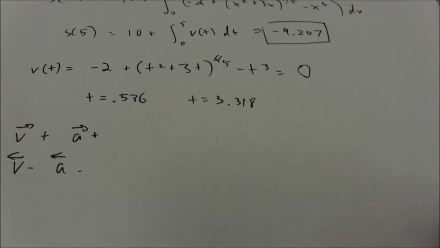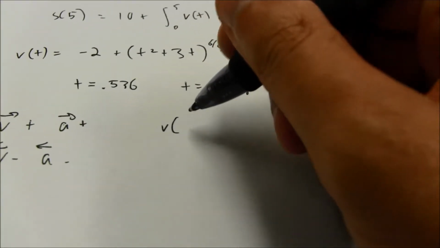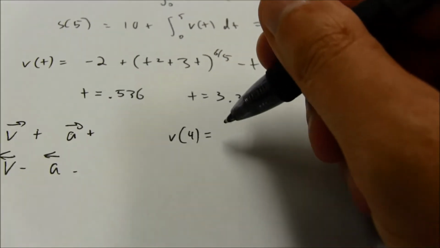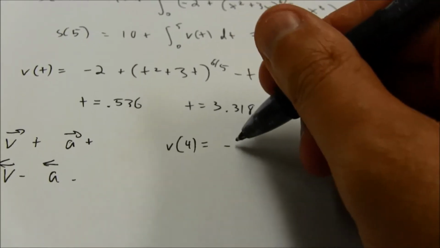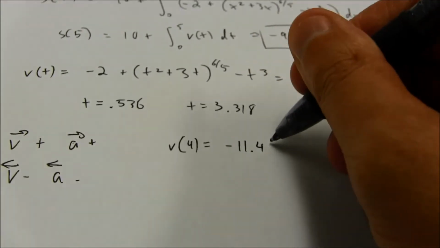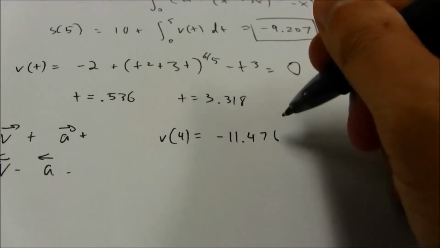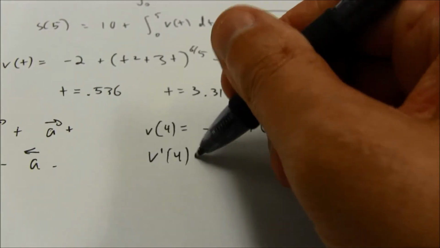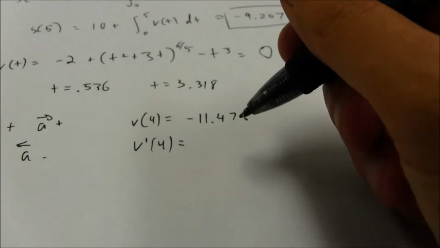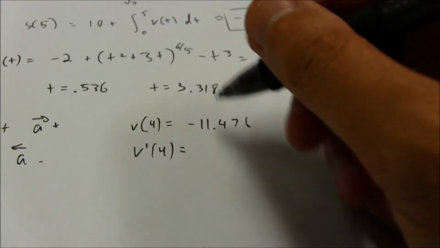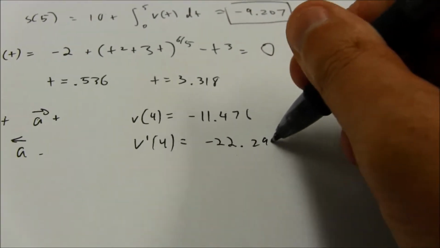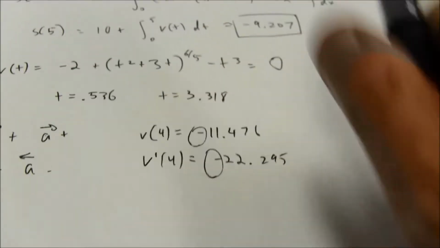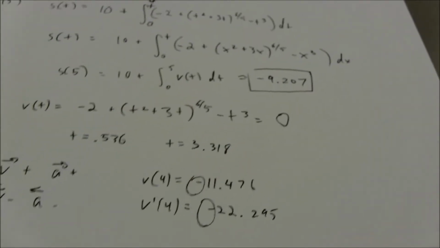So I should be able to check these 2 values here. We're looking at time t equals 4 this time, so I can look for v of 4. I could run that on the calculator. I've previously written that down. It's negative 11.476 to 3 decimal places. And then the acceleration is the derivative of the velocity, and I can find that at 4. Again, you should be able to type that straight into your calculator. Don't try to do that by hand. And that's about negative 22.295. The point is we have a negative velocity and a negative acceleration, so that is speeding up, or you could say that the speed is increasing.